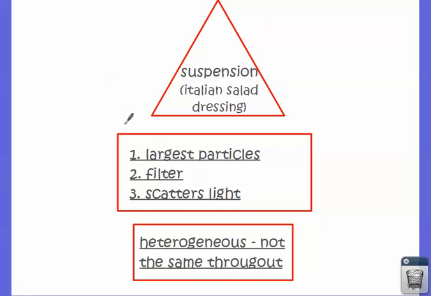On the other end, we have suspensions, and suspensions are kind of the exact opposite of a solution. These have very large particles. You will be able to filter the components out if you pour it through filter paper. These do scatter light, so if you shine light through it, you could see the light bouncing off in different directions. You'll be able to see the beam of light through it. And these are called heterogeneous because they are not the same throughout.